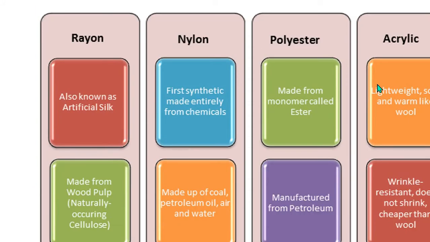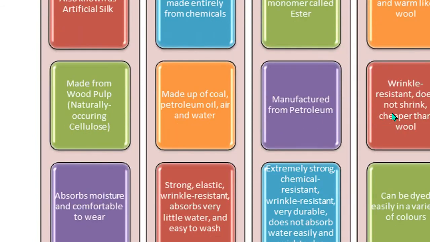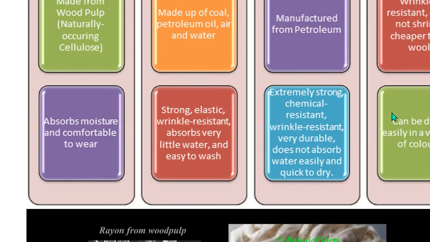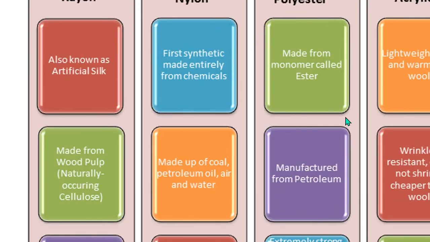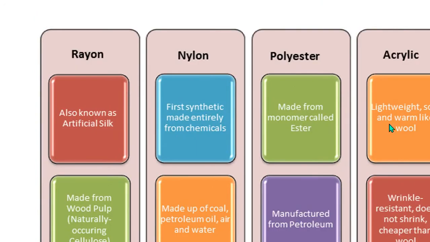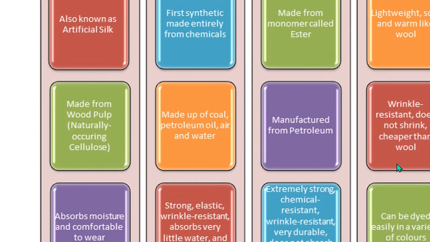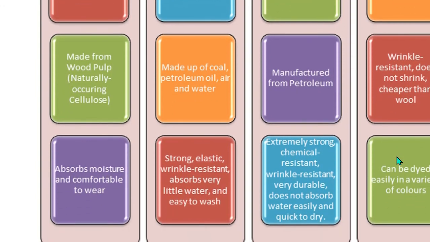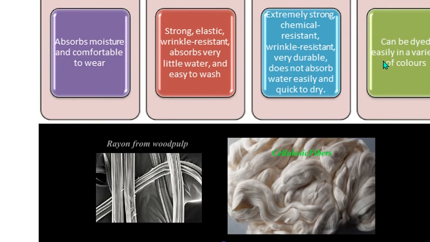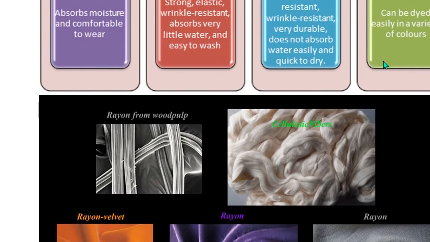And acrylic is lightweight, soft, and warm like wool. Wool is warm, that's why we wear woolen clothes in the winter season. Acrylic is also wrinkle resistant, does not shrink, and is cheaper than wool. It is cheaper in rate and can be dyed easily in a variety of colors.